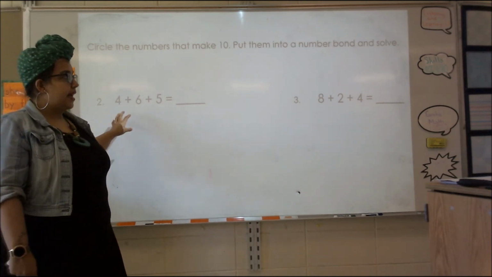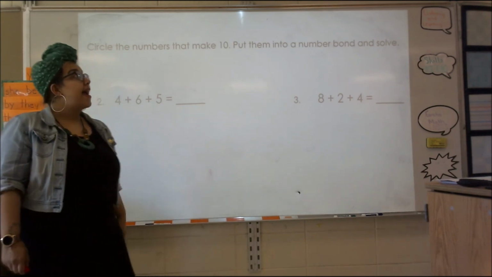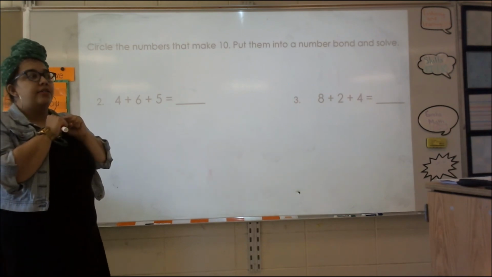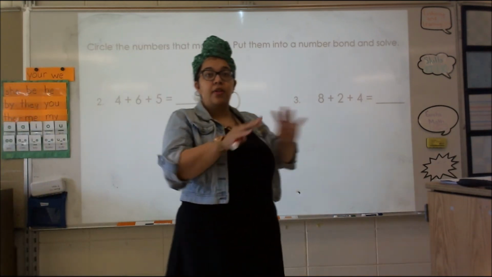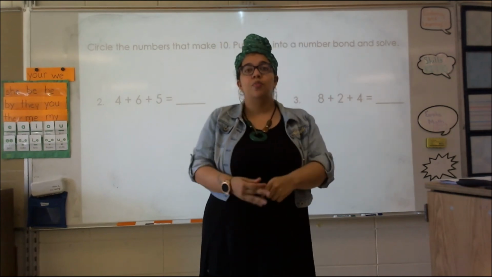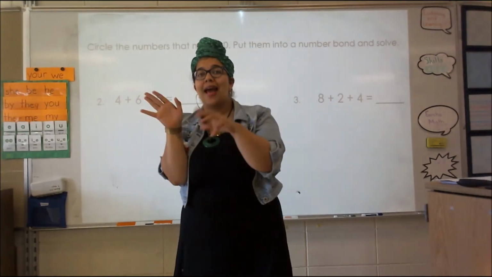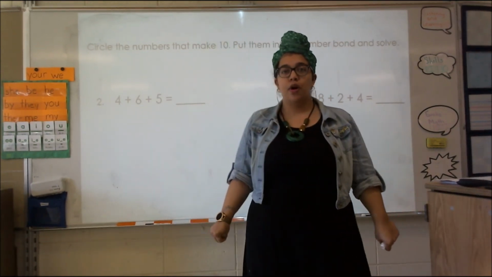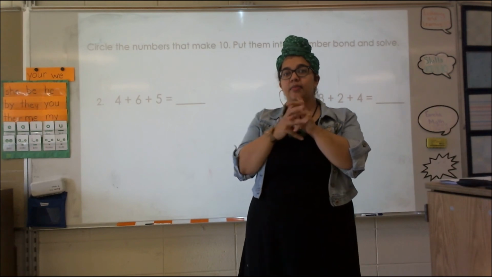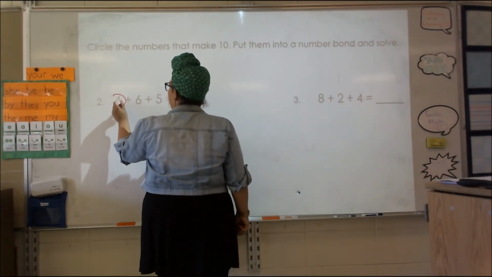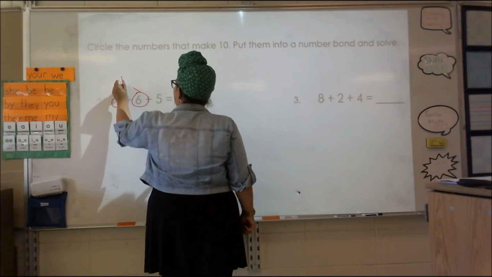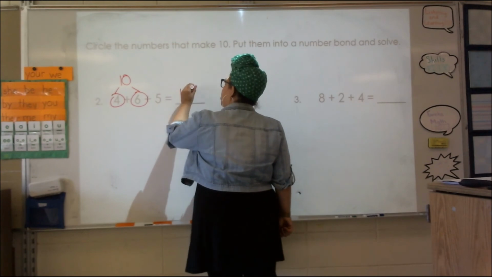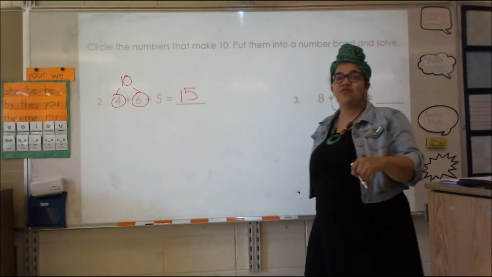The first couple we see have 3 parts. And the directions say circle the numbers that make 10. Put them into a number bond and solve. So when I make this bond, is that going to be the whole? No, it's going to be the group of 10. And we know we have some more, some ones. So looking at 4 plus 6 plus 5, which 2 parts can go together to make 10? 4 and 6. Good job. 4 and 6 is 10. What's 10 and 5? 15. Good job. So 4 plus 6 plus 5 is 15.